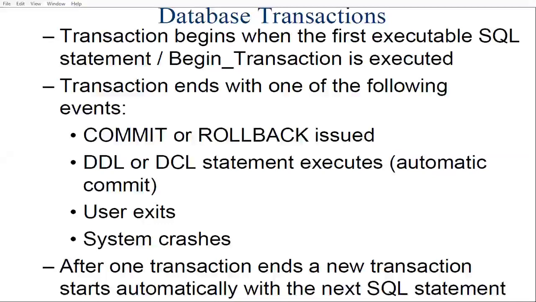Here, a DDL or DCL statement executes an automatic commit. That's what I told you in the previous slide. When you use a DDL or DCL command, the database will do an auto commit. And suppose the user exits. For example, if the user is working with a particular transaction and exits the transaction or the application abruptly, without waiting for the transaction to be completed, in that case also the transaction will end.